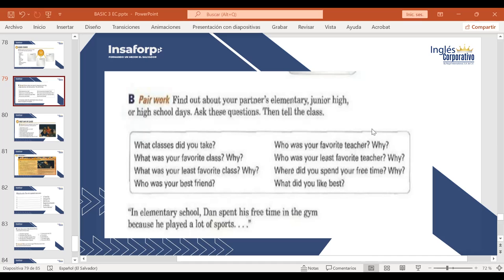Well, in my case, I guess English was my favorite class because I like music. When I was a little boy, I liked music and English. I didn't know a word about English, but I liked the music. What was your least favorite class and why? Okay, not only one. My least favorite class was chemistry and physics. I didn't like that.